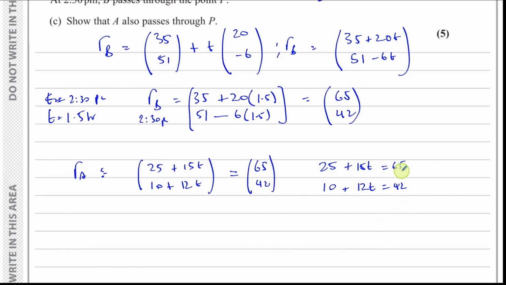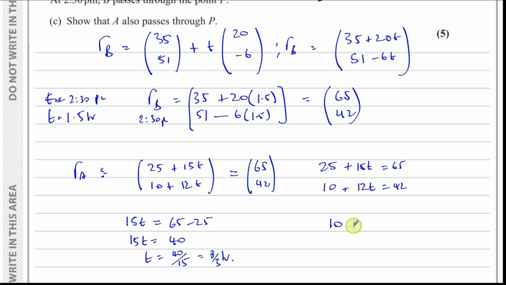So if we solve this equation, we have 15t is equal to 65 minus 25. 15t is equal to 40. So t is equal to 40 over 15, which is the same as 8 over 3 hours. Now, if we get the same solution for this, 8 over 3 hours, then we know that A definitely passed through that same point. Not at the same time, but it passes through that point.